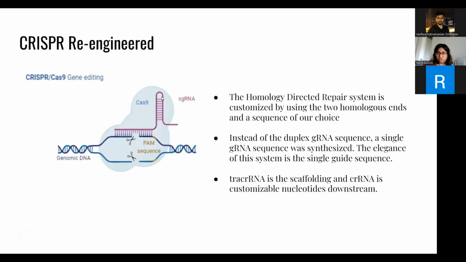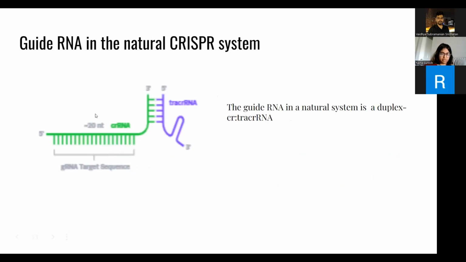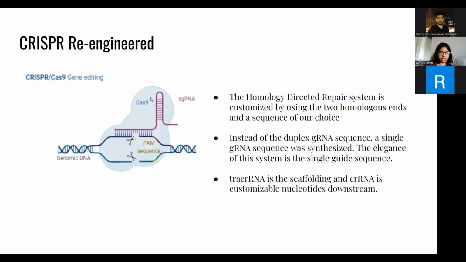So now when we re-engineer the system, we use HDR. HDR stands for homology directed repair, and it was customized by using two homologous ends and a sequence of our choice, the sequence being the template. So instead of the duplex gRNA sequence, a single gRNA sequence was synthesized. So how did they synthesize just one sequence instead of this 20 nucleotide crRNA and tracer sequence? They just linked it together with this loop.